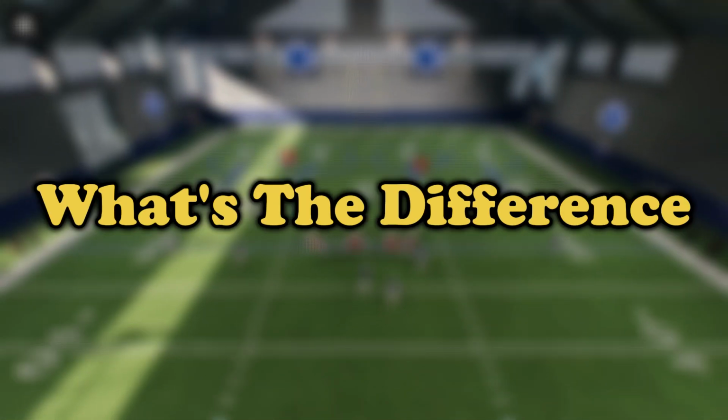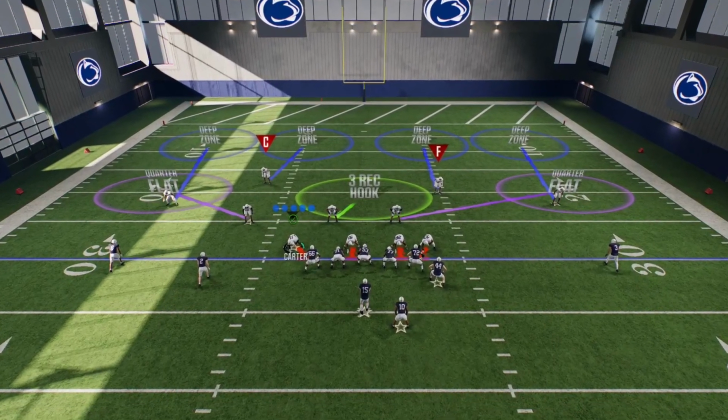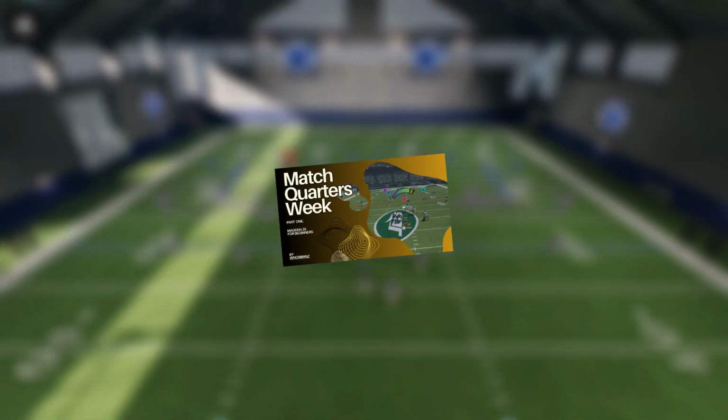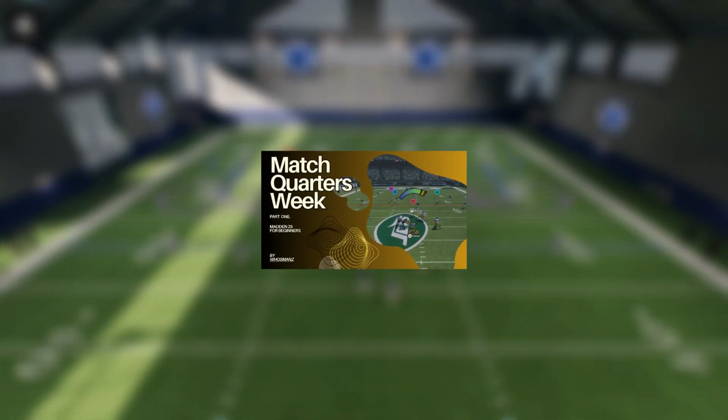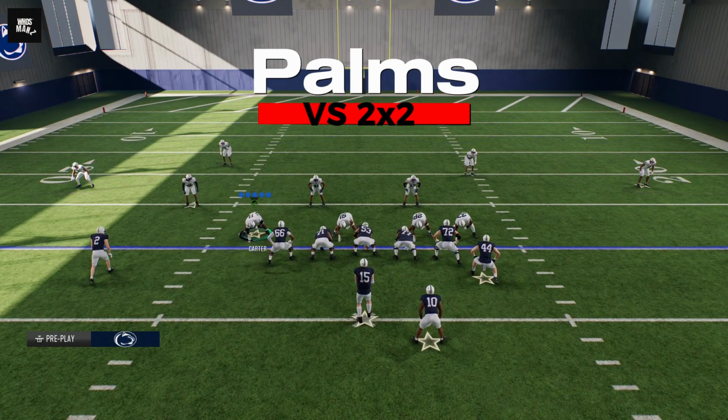Some may ask, what's the difference between Palms and Quarters? Well, in today's video, we're going to go over that. Also, if you missed the video about Quarters, I would definitely suggest you go back and start with this one here. Then we have another one with gameplay. Palms and Quarters are very similar, except for a couple of differences.